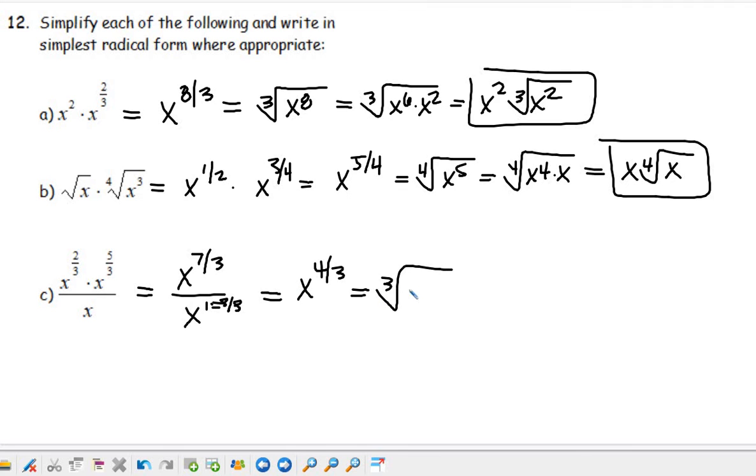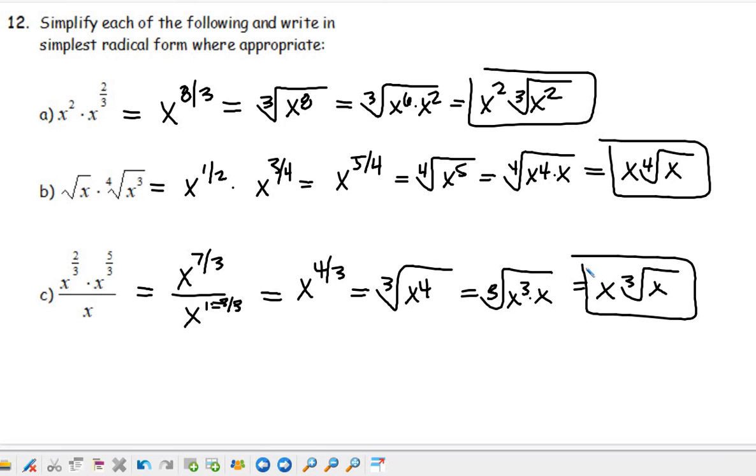Which gives me the cube root of x to the 4th, very similar to letter B. So I have the cube root of x to the 3rd times x. The cube root of x to the 3rd is x times the cube root of x.